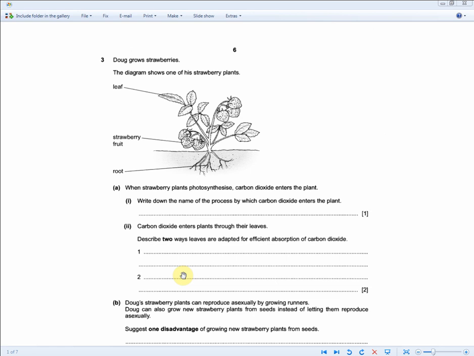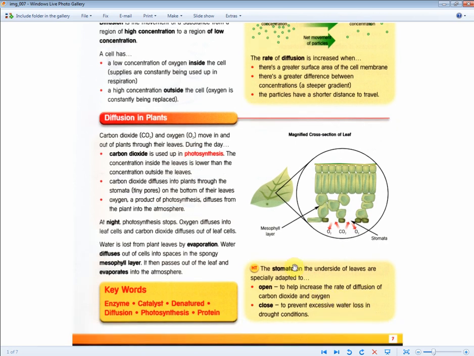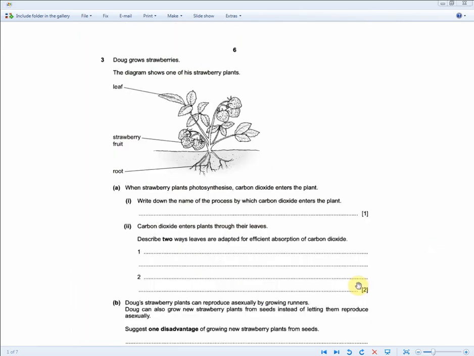That's definitely one mark. Now for the second mark, with the aid of the revision guide, as stated here in the higher tier material, stomata are specially adapted when open to help increase the rate of diffusion of carbon dioxide and oxygen. So basically to get the two marks, what you need to mention is large surface area of the leaves and large amounts of stomata, and that will get you the two marks. So three marks in less than a minute, just like that.